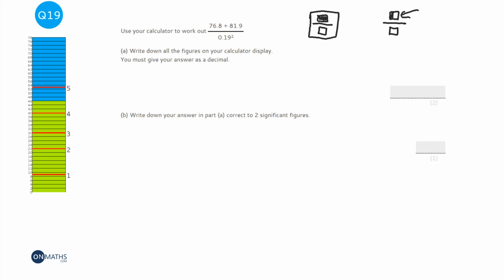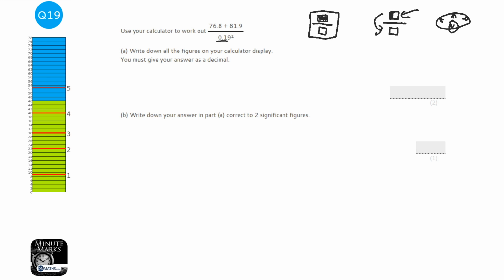So 76.8 plus 81.9. Okay, and so to shift downwards on the Casio calculators, there's a cursor stick, a direction button thing. It's the big blue button beneath the screen on most of the calculators, and you just push down to go to the denominator of the fraction.